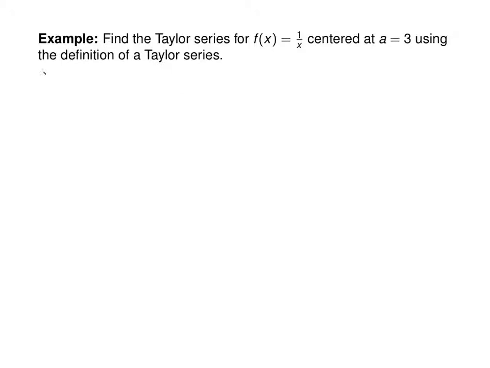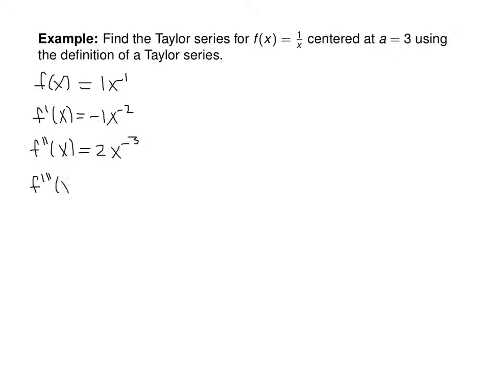So f of x is 1x to the negative first. The first derivative will be given by negative 1x to the negative 2. The second derivative is positive 2x to the negative 3. The third derivative will be negative 6x to the negative 4th. The fourth derivative is positive 24x to the negative 5th. What you could also notice is that 24 actually is 4 factorial, 6 is 3 factorial, 2 is 2 factorial.